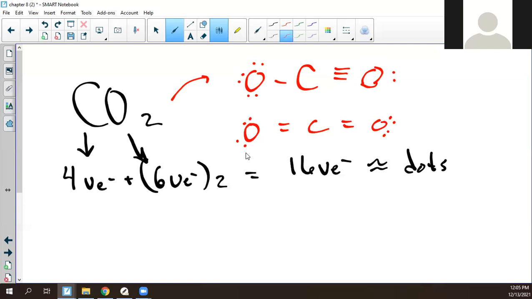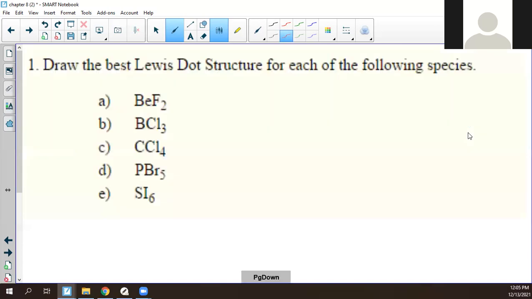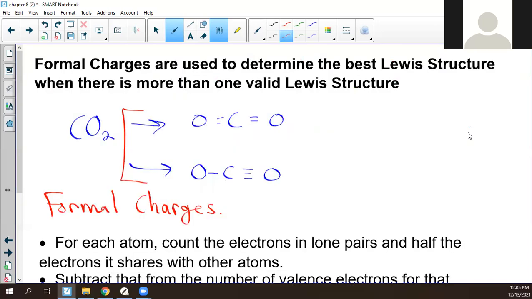Okay, so both of these meet the three rules we've learned, but one of them is more right. It's this one that's right. It's more spread out. Those are all great reasons, but no. The reason why is formal charge.